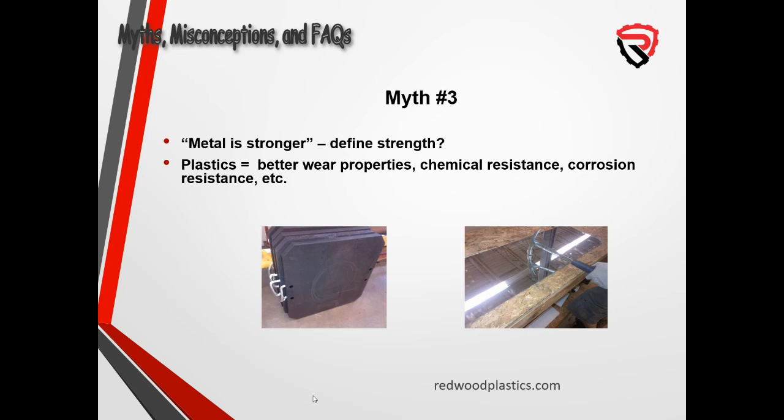But by any other definition, if you define strength as lasting longer in a wear application, as being more chemical or corrosion resistant, as lasting longer in an equivalent application, as being stronger per pound, in the amount of pressure velocity that a bushing can take, in so many other dimensions, plastics can be stronger or are stronger. And so the myth here is that metal is stronger when we don't know how we're defining strength. My takeaway point is that on many dimensions, plastic is stronger, just perhaps not on compressive load.